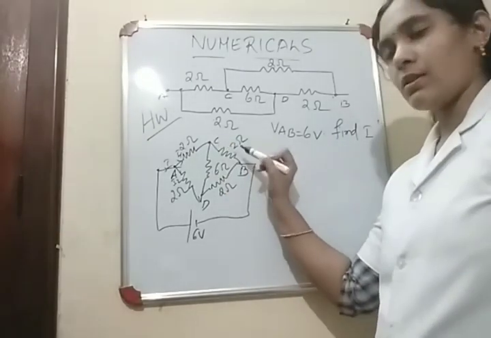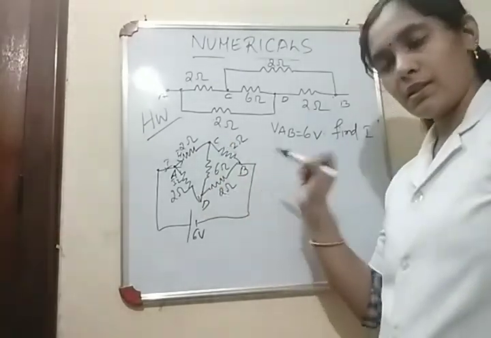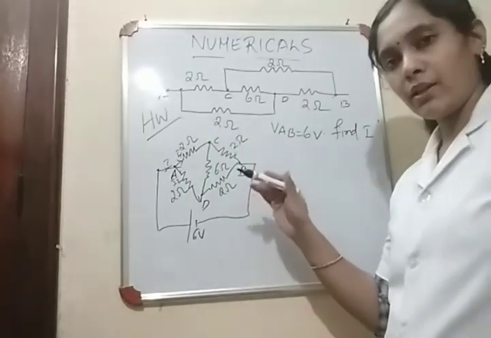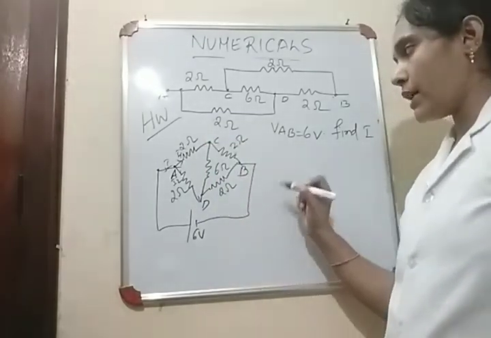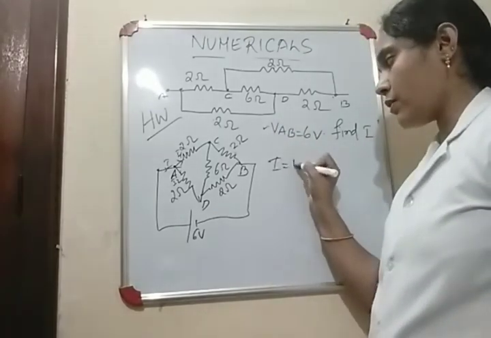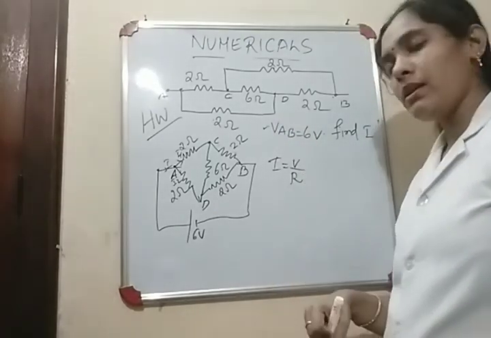So these two resistors will be in series. These two resistors will be in series. And this will be in parallel. Then you will get the total resistance. Then after getting the total or equivalent resistance, find out the total current using the equation I is equal to V by R.